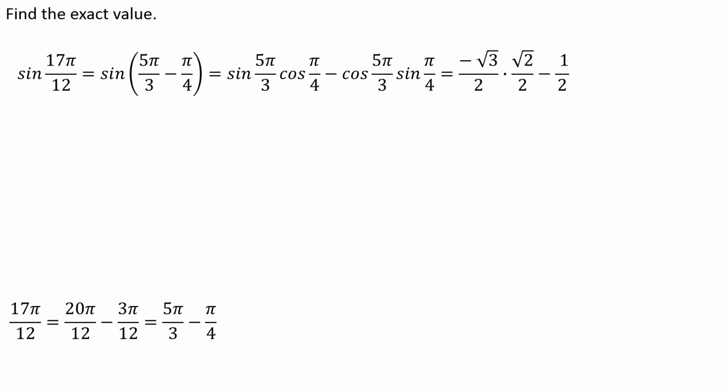Right, for quadrant number 4, you go to the right and then you go down. So when we go to the right, cosine is positive. When we go down, sine is negative. Finally, sine of pi over 4, that's in quadrant 1, so just root 2 over 2.